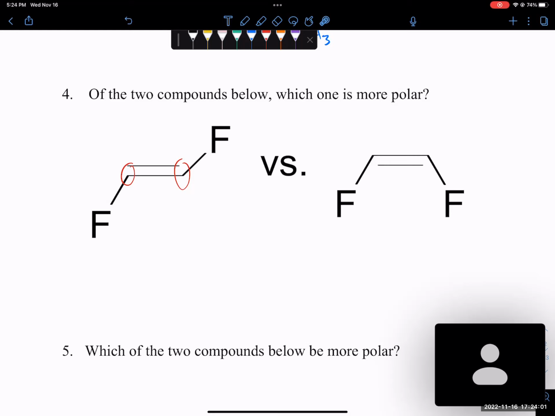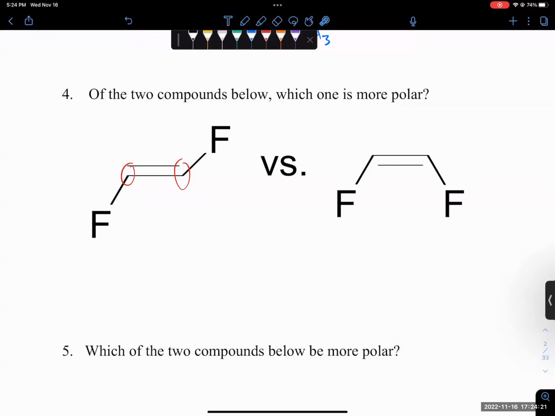The fluorine is more electronegative, but they're all fluorine. You can see the four Fs, two on each one. So you're saying the right one is more polar? Okay, and that is true. Do you know why? What is this structure called? That's called a skeletal structure.